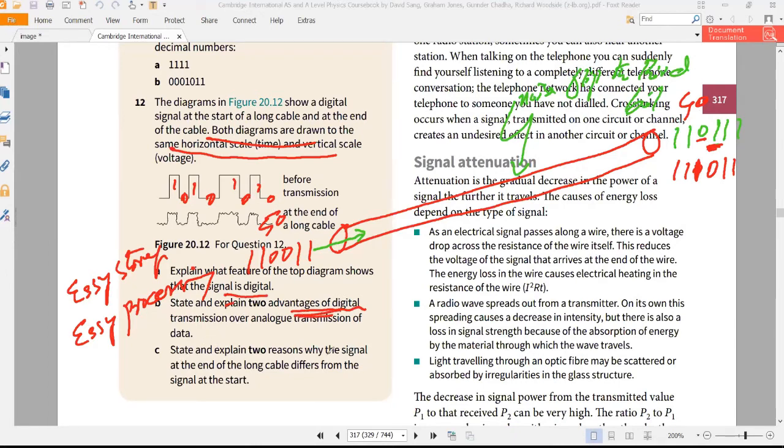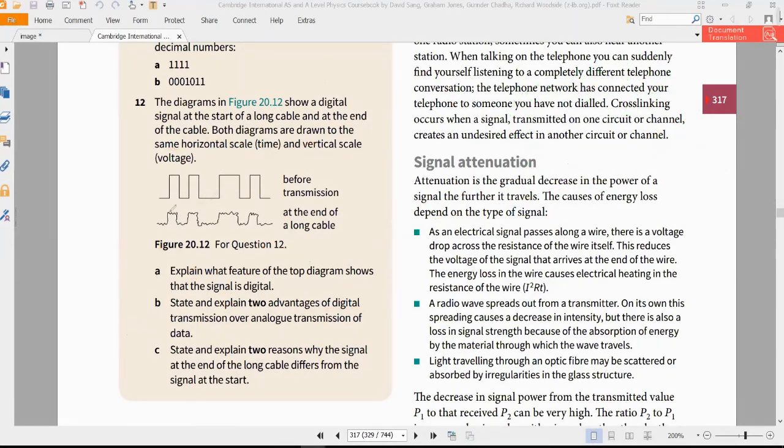State and explain two reasons why the signal at the end of the long cable differs from the signal at the start. Why does it differ from the signal at the start? Because of interference. Yes, good. Because of the interference of the other spectrums of other frequencies.